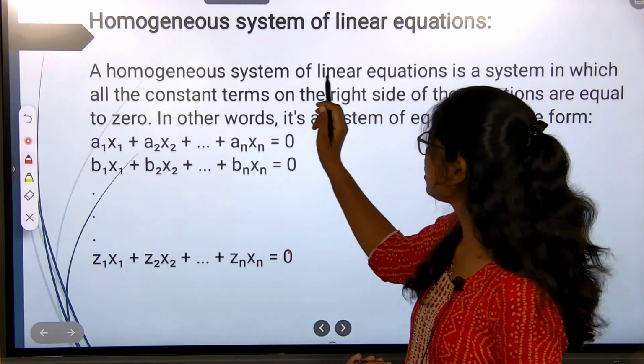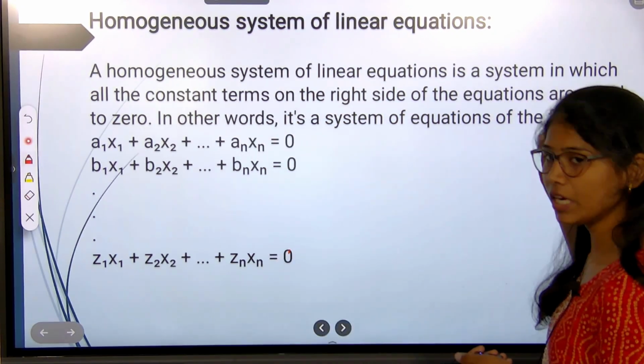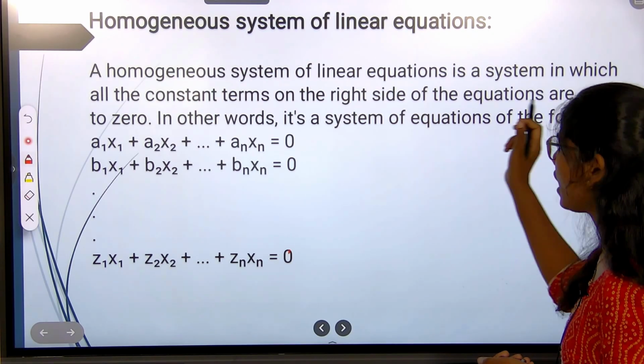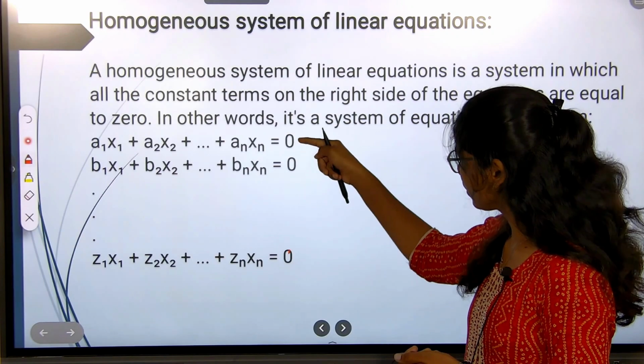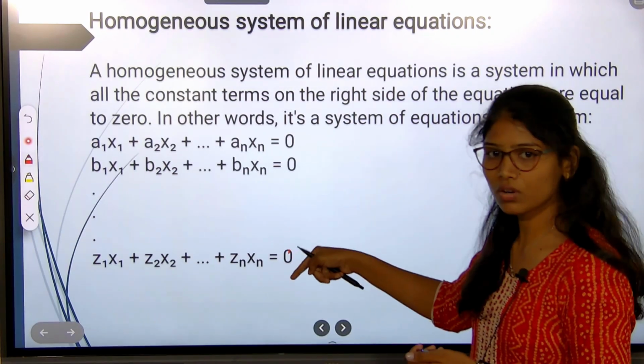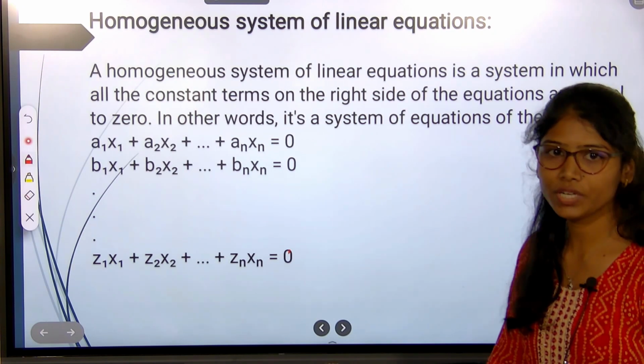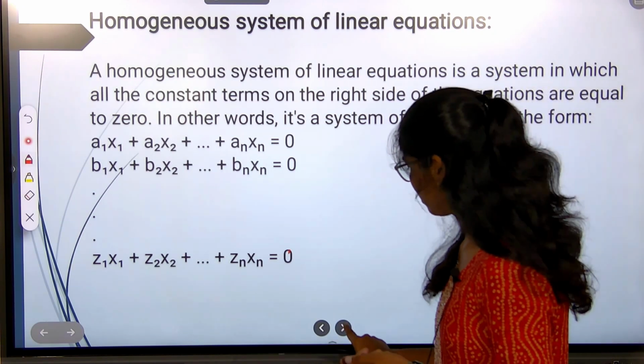So what is homogeneous? A homogeneous system of linear equations is a system in which all the constant terms on the right side of the equations are equal to 0. See here, on the right side all the constant terms are 0. Then it is called as homogeneous system of linear equations.